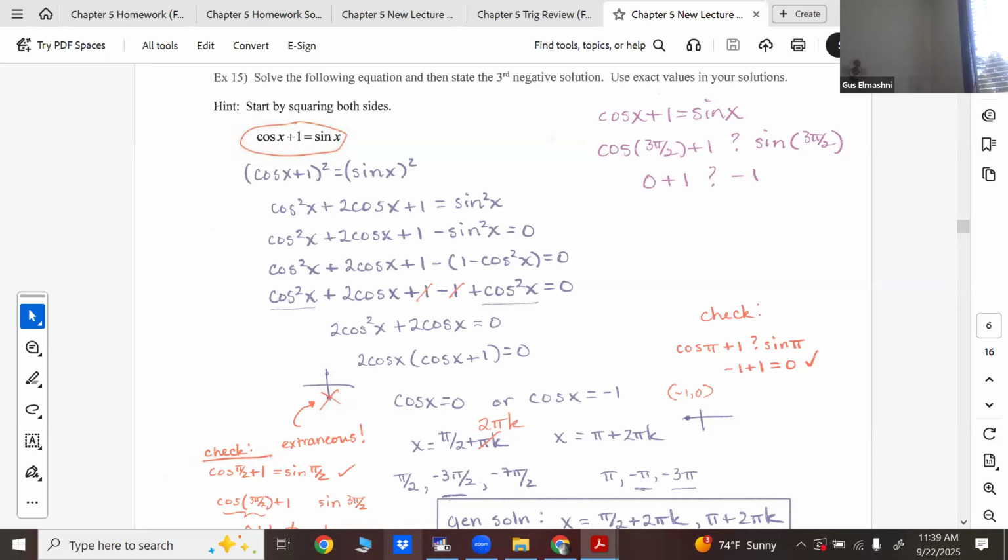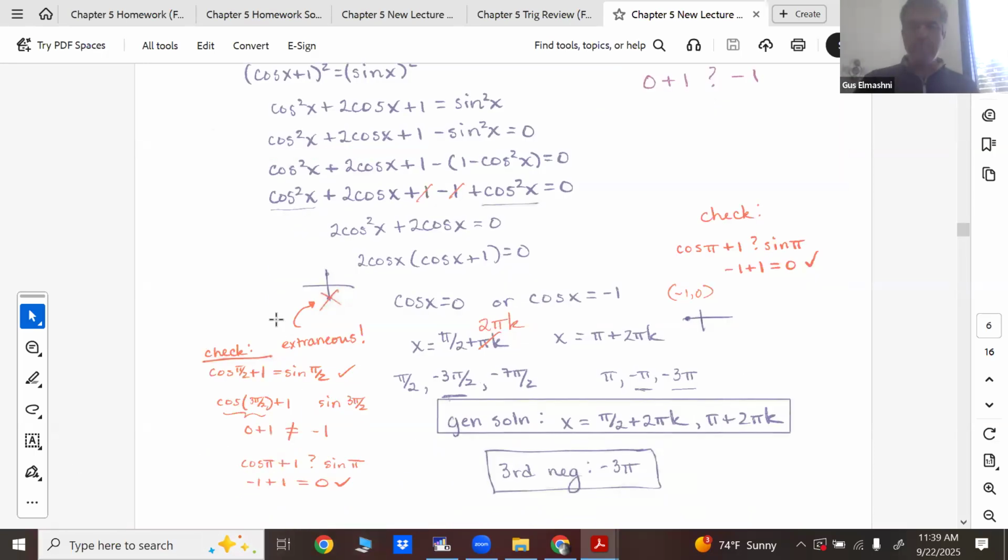Go with the third negative solution, if you go backwards. So you have -3 pi to -7 pi over 2. Here you have -pi, -3 pi. So 1, 2, 3. So it's got to be -3 pi, third negative solution. So the third negative solution should be -3 pi. Yep, there we go.